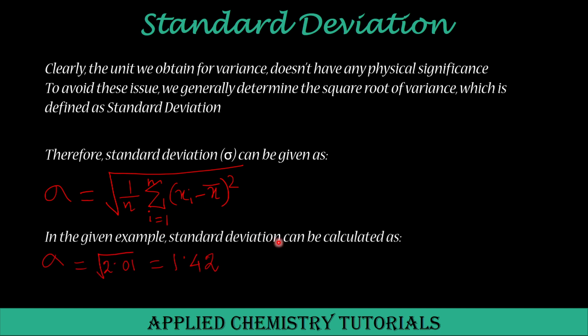So in the given example, the standard deviation can be calculated as sigma equals root over of 2.01, which is the variance, equals 1.42. Now this has a proper unit with physical significance, and we can say that the standard deviation is 1.42 ml of diluted HCl.